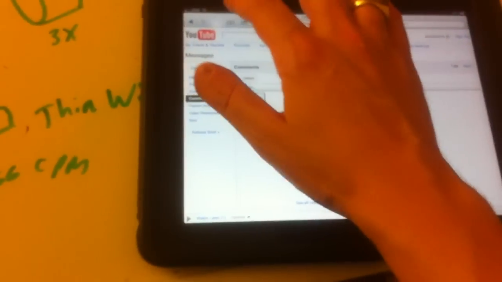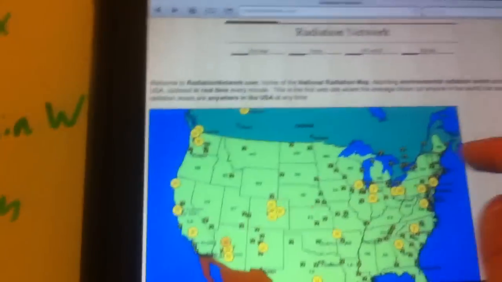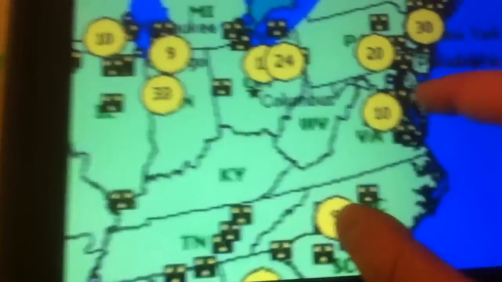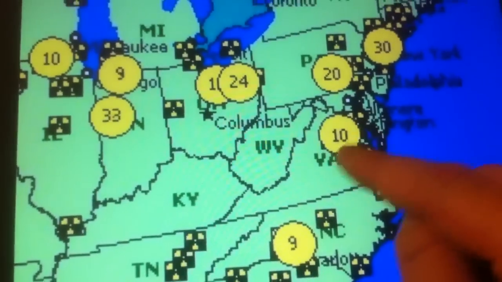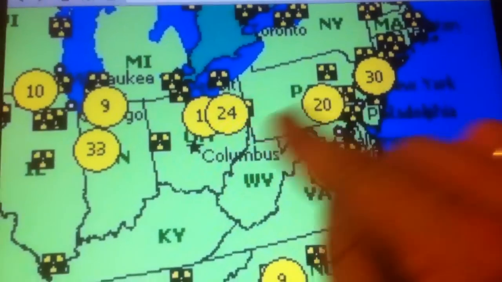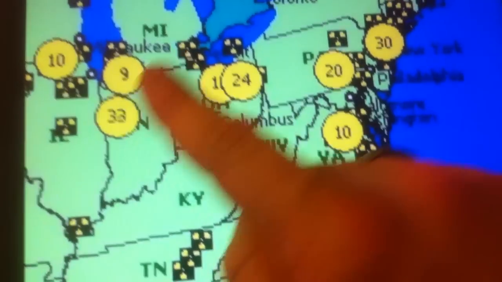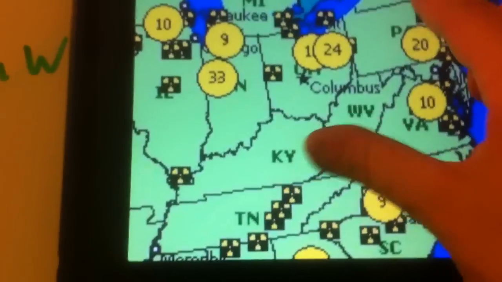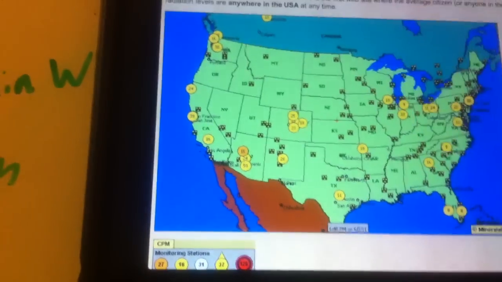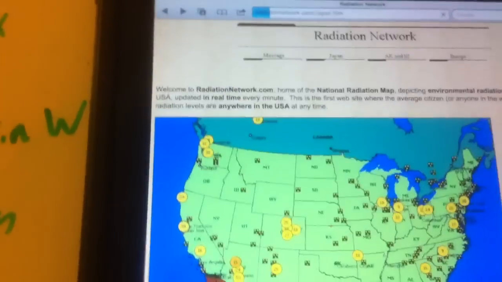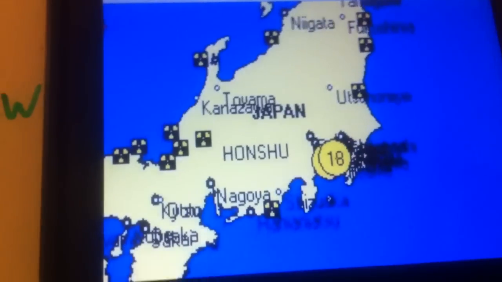Anyway, let's look at Japan currently. Here's radiationnetwork.com. I, of course, am 10 counts per minute. This is my house. Notice there are other people in the 20s and 30 ranges, some 9s, some 33s. Perfectly safe. For these readings, it's perfectly safe. Now, if you read the sand and you got 50 or 60 counts per minute, that would be not safe. And I'll get into your yearly figures in just a minute.